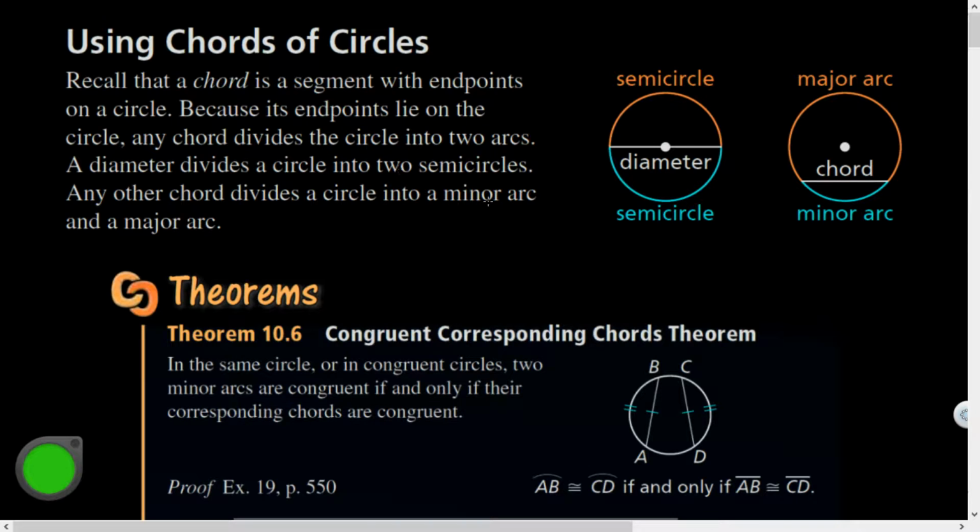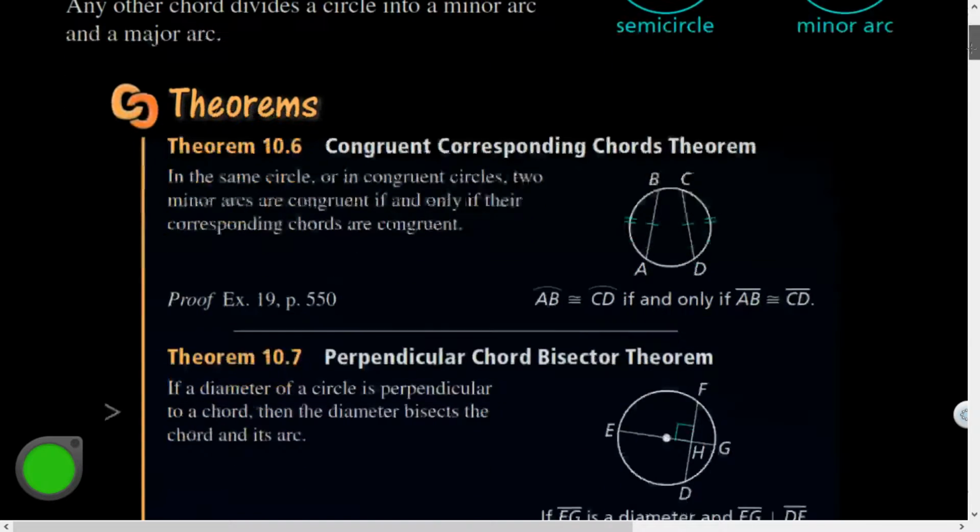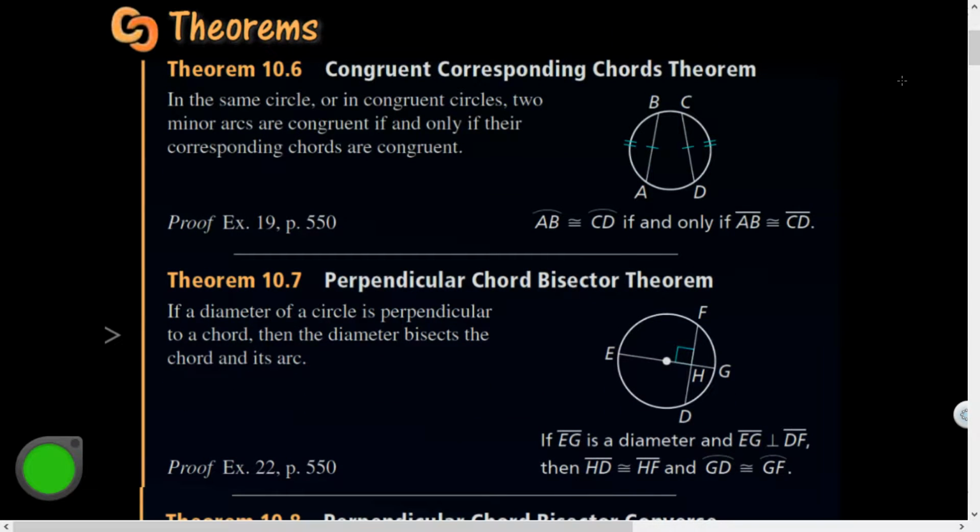And any other chord will divide a circle into a minor arc and a major arc. So, here's a few theorems for you. Congruent corresponding chords theorem. In the same circle or in congruent circles, 2 minor arcs are congruent if and only if their corresponding chords are congruent.